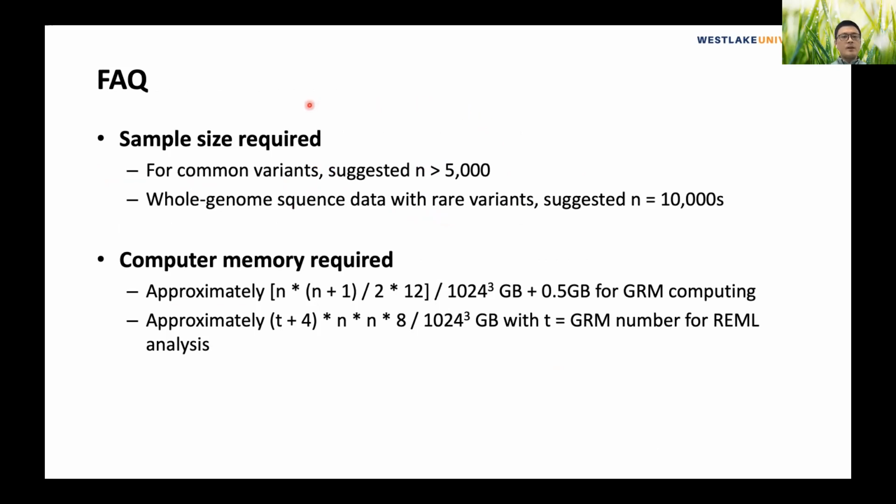For example, a commonly asked question is the sample size required for a GREML analysis. For common variants, I would suggest a sample size of at least 5,000. Of course, it would be better if you can have more. And for genome sequence data or imputed data with rare variants, I may suggest tens of thousands. And in terms of computer memory requirement, we have provided equations on our website to approximately compute the computer memory required for GRM computation and REML analysis.